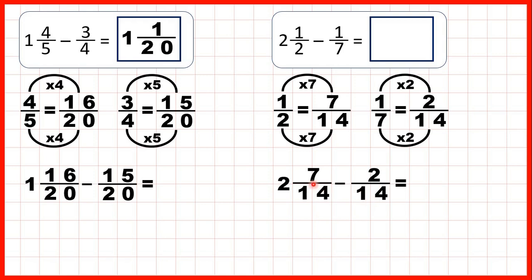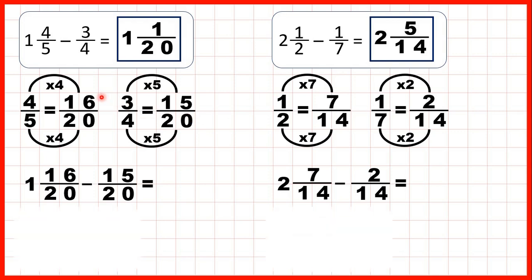Now we look to see if we can subtract our fractions. So we have 7/14 minus 2/14. We can do that because the denominator stays the same, and 7 minus 2 is 5. But we have two wholes in our question, and we're not subtracting any wholes, so we still have those two wholes in our answer. So that's 2 5/14.